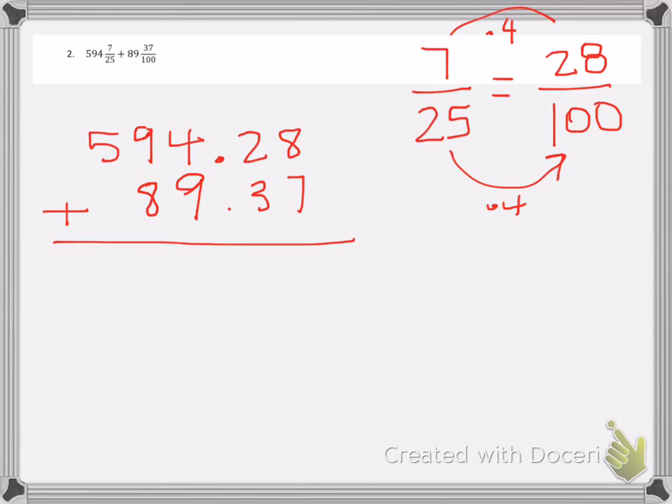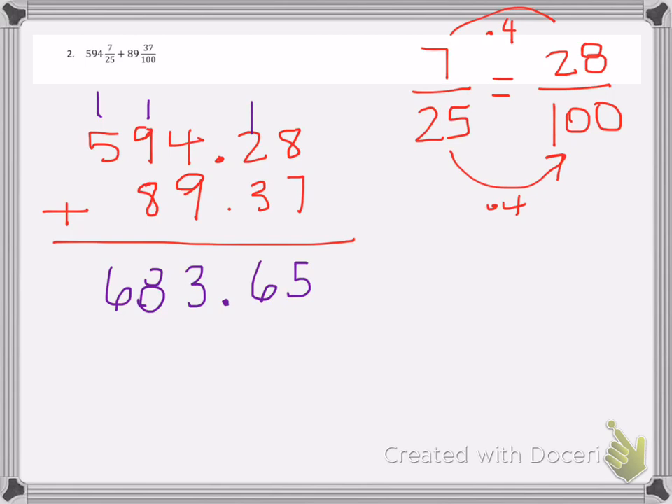Now when I add, I'm just going to use the addition algorithm. 8 plus 7 is 15. Carry the 1. 3 plus 2 is 5, plus 1 is 6. 9 plus 4 is 13. Carry the 1. 9 plus 1 is 10, plus 8 is 18. Then I carry the 1, and 5 plus 1 is 6. And again, just like subtraction, my decimal goes straight into my answer, and I get 683 and 65 hundredths.